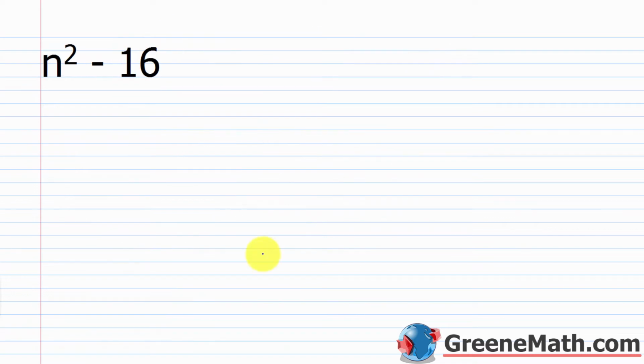So let's take a look at one that's a little bit harder. So we have n squared minus 16. So we're looking for two squares here. So we know this is a square. And then what about 16? Well, yeah, this is 4 times 4. So I'm going to rewrite this for my convenience as n squared minus 4 squared. And that makes it easier for me to follow that formula.